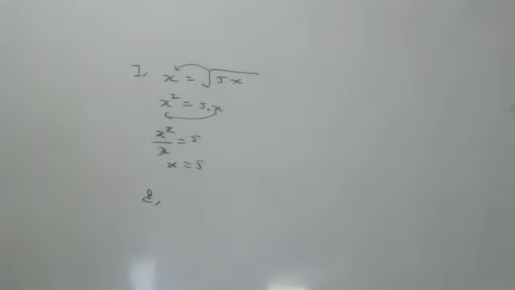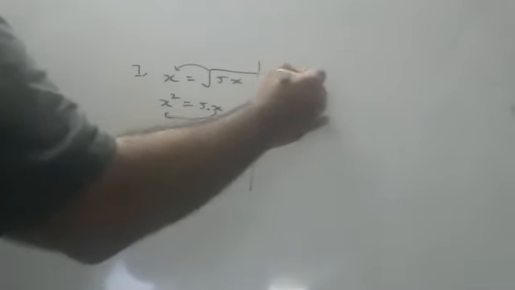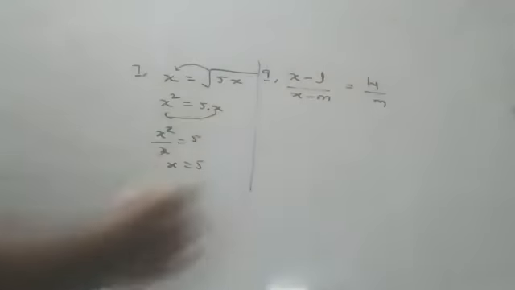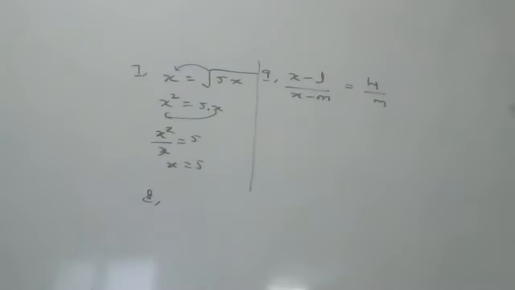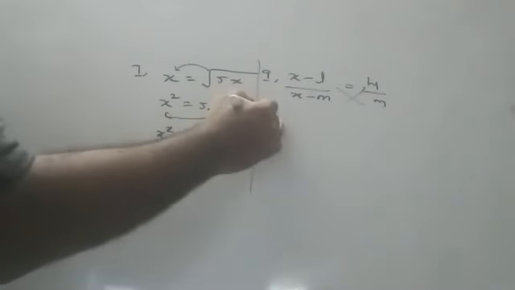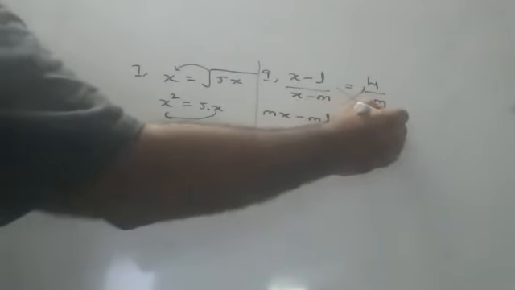Okay, one more sum we'll do, children. We'll do the ninth sum. Ninth sum, you check all of you. Ninth sum: (x - l) by (x - m) is equal to 4 by m. Make x as a subject. When you make x as a subject, go for cross multiplication. When you do cross multiplication, mx - ml is equal to 4x - 4m.